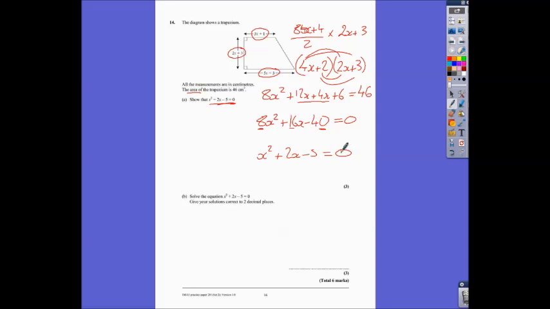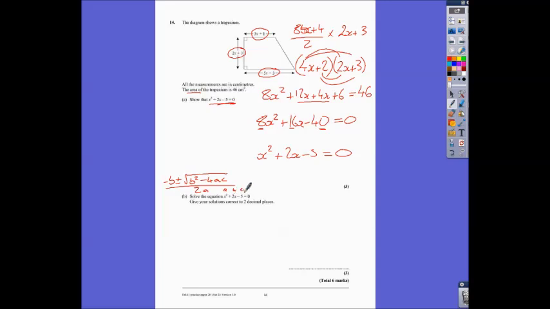It says solve the equation x squared plus 2x minus 5 equals 0. Give your solution correct to 2 decimal places. So we're going to use the quadratic formula for this. So the quadratic formula is minus b plus or minus the square root of b squared minus 4ac all over 2a. Where the number in front of the x squared is a, the number in front of the x is b, and the number there is c.